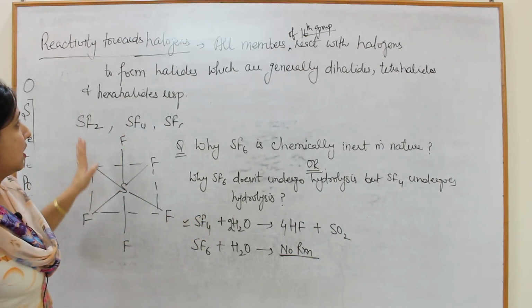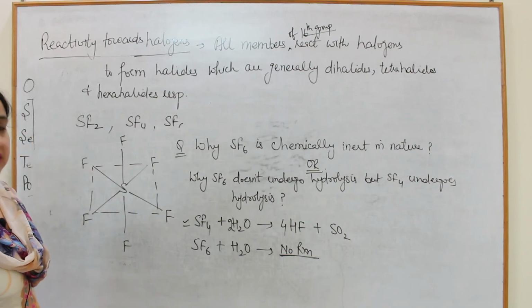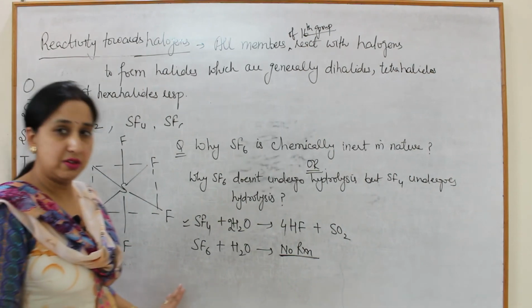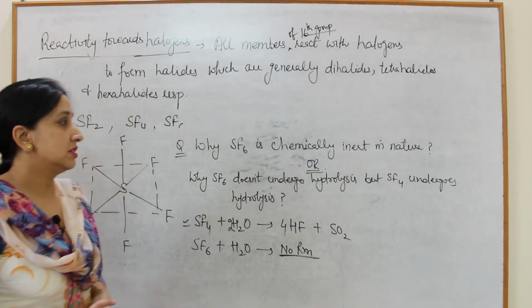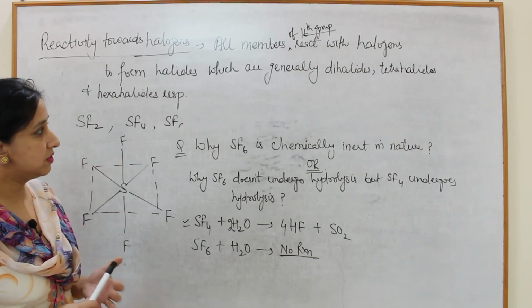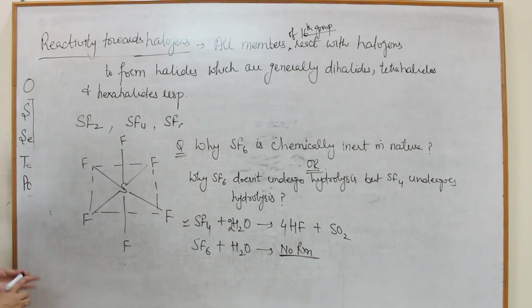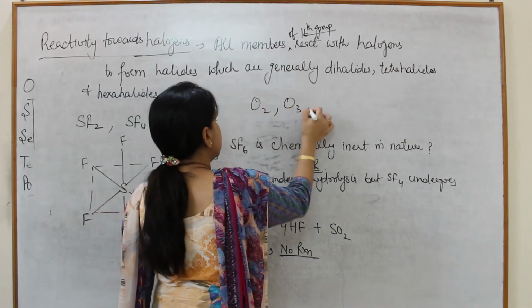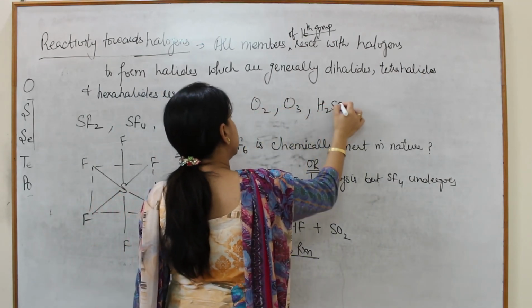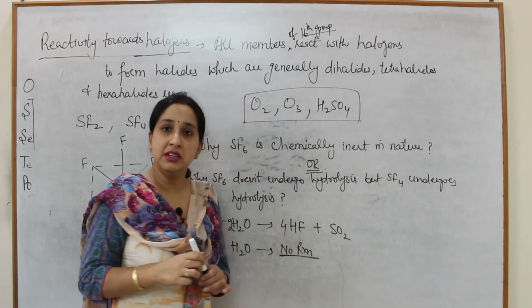So these are the chemical properties of 16th group. We have discussed reaction with hydrogen, reaction with oxygen and reaction with halogens. So next topic of 16th group will be chemistry of 16th group compounds, and we have in syllabus I think O2, O3 and H2SO4. So these we will discuss in next lecture.